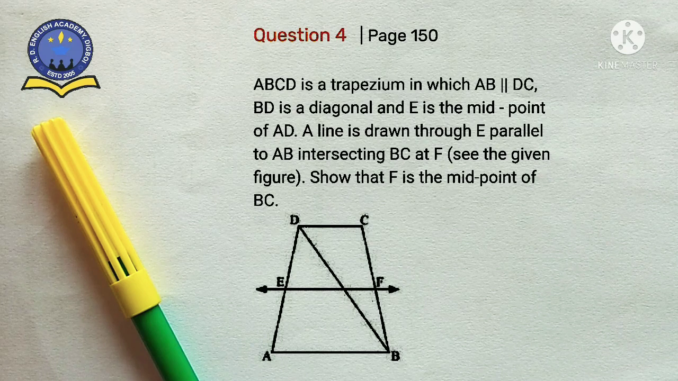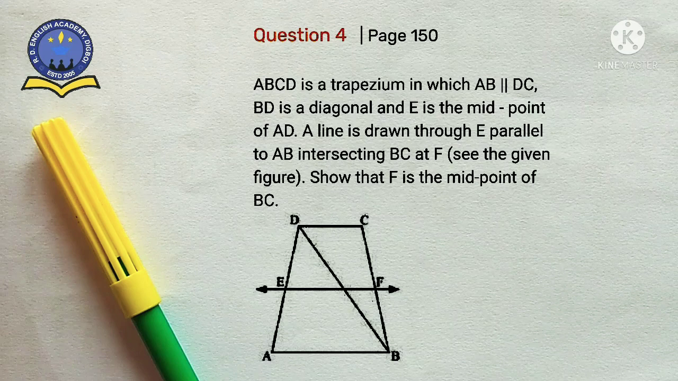So now, the question is given here, ABCD is a trapezium. So what is the property of a trapezium? In case of a trapezium, we know the opposite sides are parallel. So that's why here it is written AB parallel to DC. Is it clear? And here it is also mentioned BD is the diagonal, isn't it? BD is the diagonal and E is the midpoint of AD, as present here.